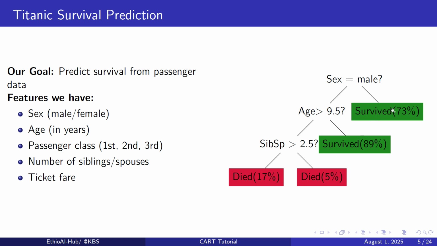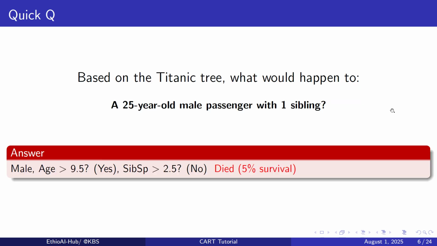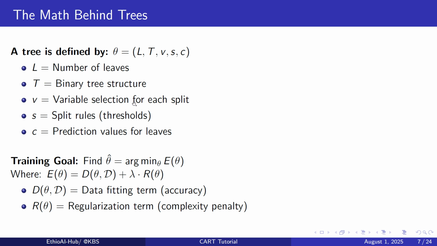So these are the leaves on the last group, some certain ግሩፖች መጨረሻ ላይ የሚገኙበት ማለት ነው. Leaves, so that's the number of leaves, and variable selection for each split, rule or threshold, and prediction values for leaves. So this will affect how the decision process goes.